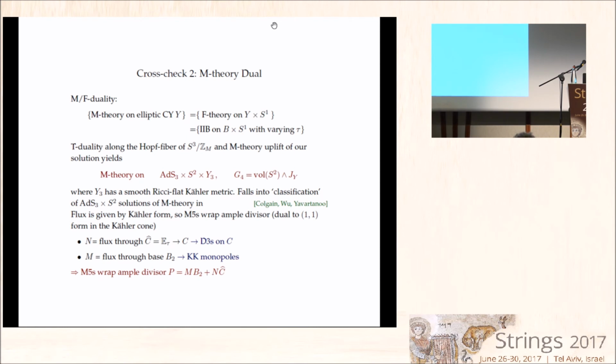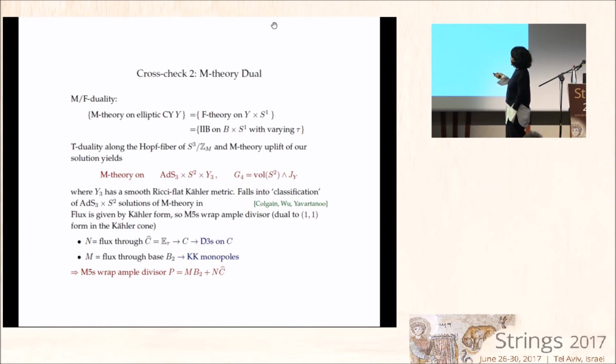And so we can dualize along the Hopf fiber, preserving supersymmetry, and then the solution in M theory is AdS3 times S2 times the Calabi-Yau 3-fold. And the four-form flux in M theory is given by the volume form of the S2 wedged with the Kähler form of the Calabi-Yau.